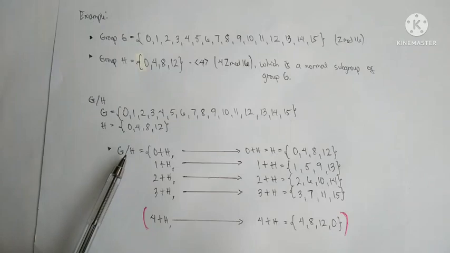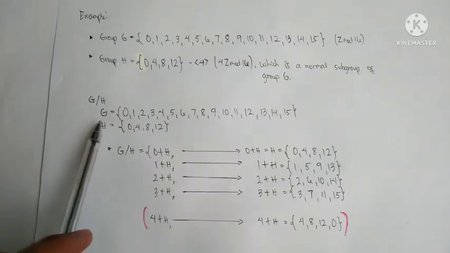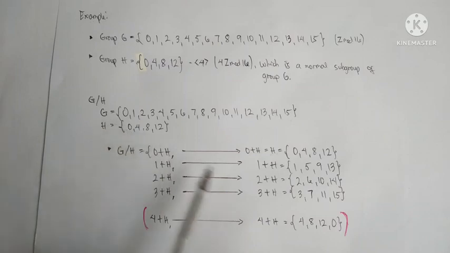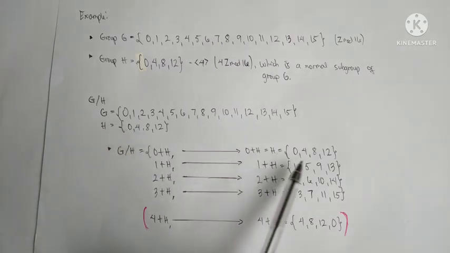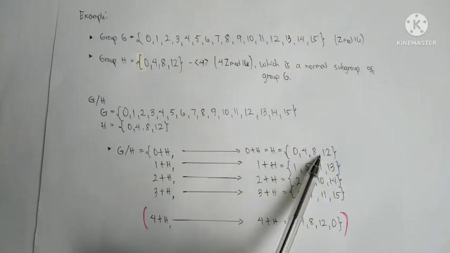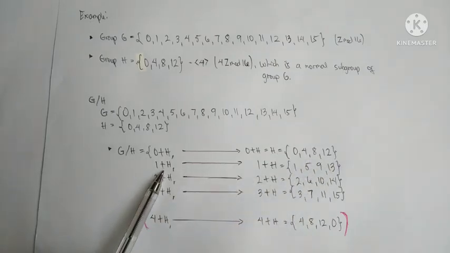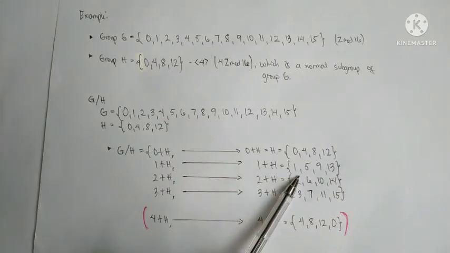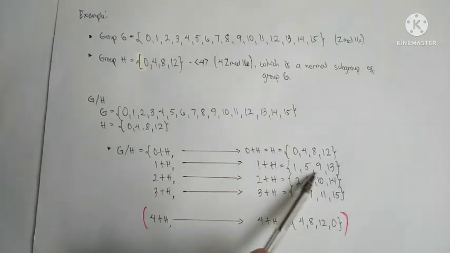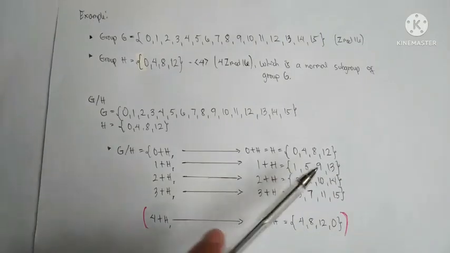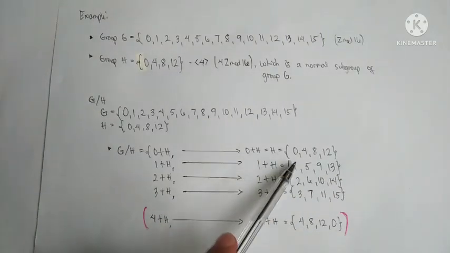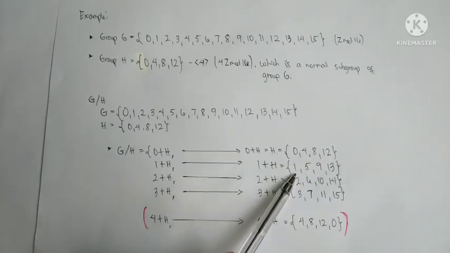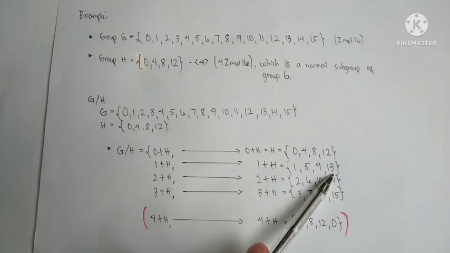Now we have G here, and we're going to take the 0 from G and add it to H. That's just going to be the set {0, 4, 8, 12}. Now we're going to do 1 plus H, which is just going to be the set {1, 5, 9, 13}. We're just adding 1 to 0, 4, 8, and 12. That's why it becomes 1, 5, 9, and 13.